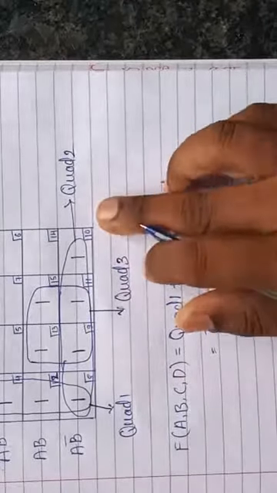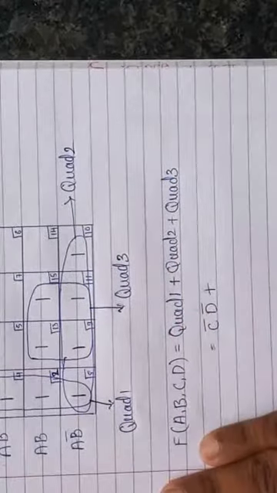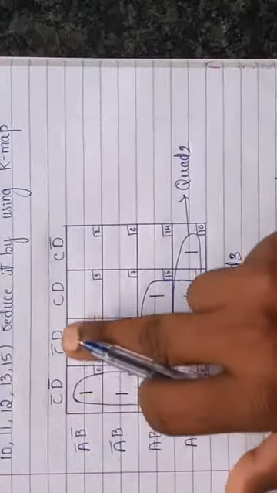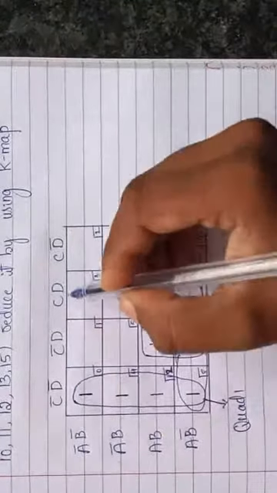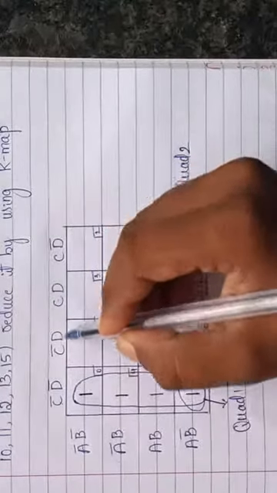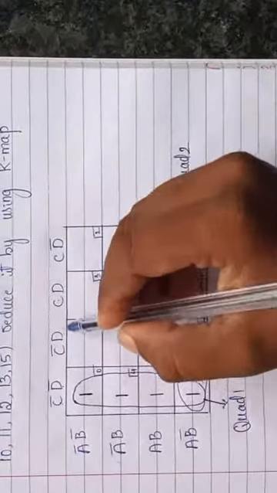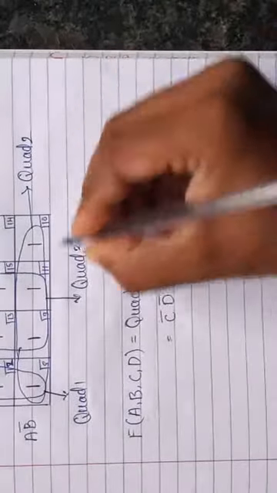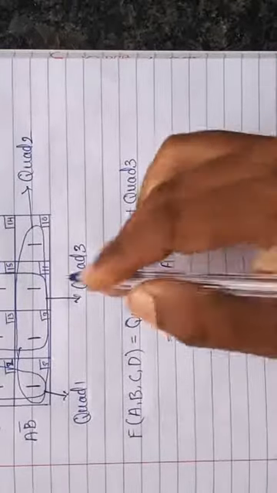Now quad 2. Quad 2 is this one. The terms related to quad 2 are A B bar with C bar D bar, C bar D, C D and C D bar. All four terms get cancelled with each other, like C bar and C, D bar and D. Only A B bar remains. So the quad 2 result is A B bar, plus.